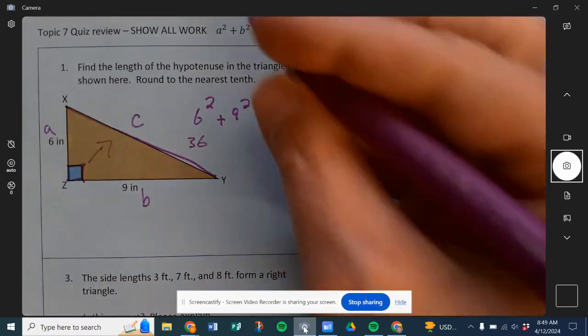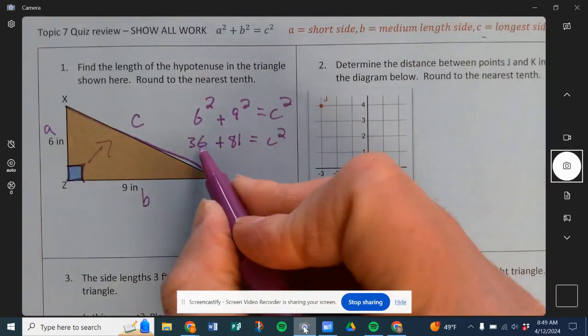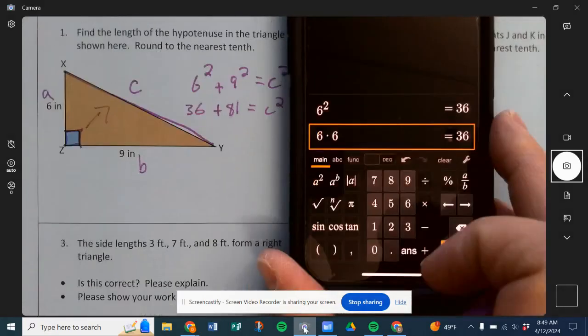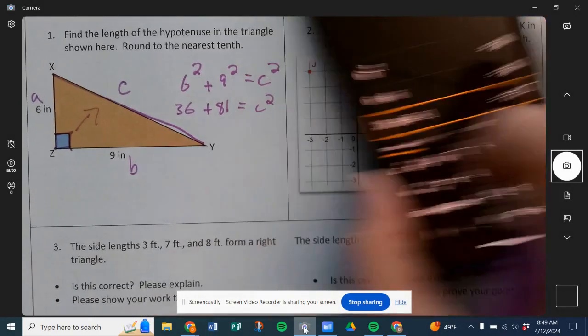So right there, 9 times 9 I know is 81. You would find that the same way. At this point, I'm going to add these two together. Again, just use the calculator. 36 plus 81 gets you to 117.